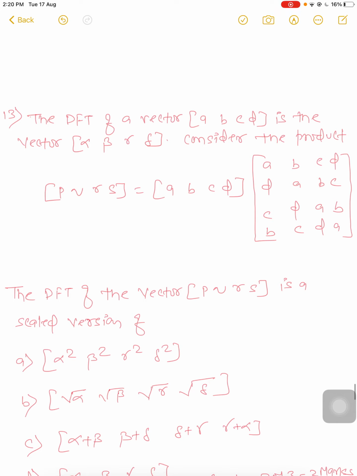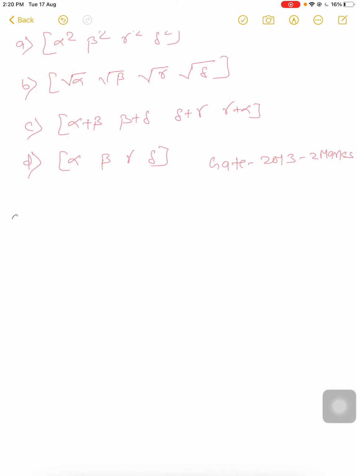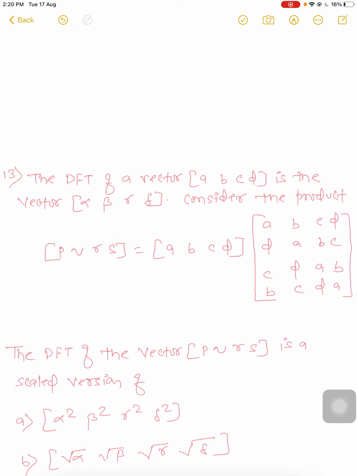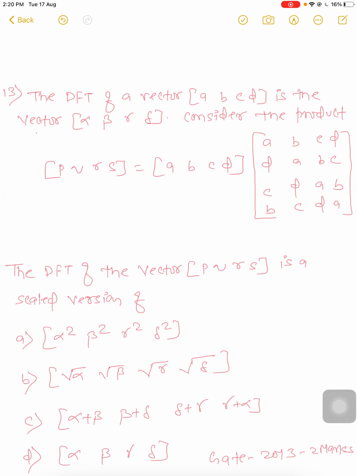Coming to the next question. The DFT of a vector ABCD is the vector alpha beta gamma delta. Consider the product PQRS equal to ABCD, and so on. Solution. DFT of PQRS is ABCD. The DFT of vector ABCD is the vector alpha beta gamma delta.